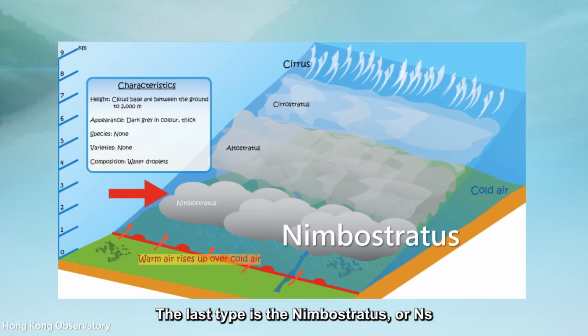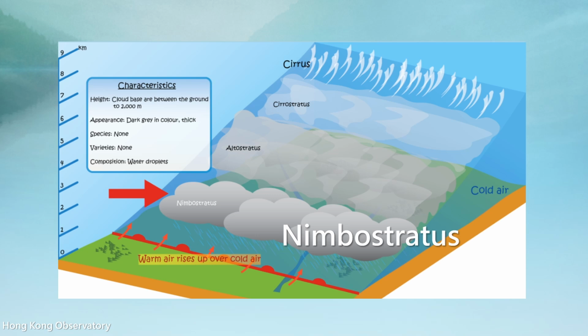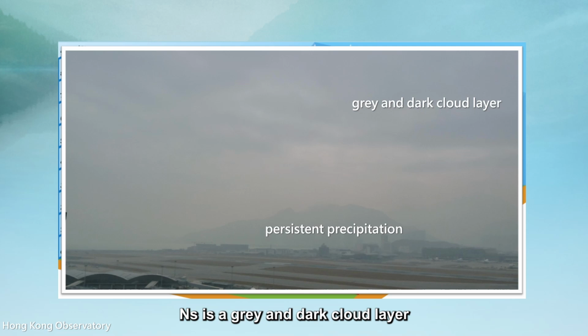The last type is the nimbostratus, or NS. NS is a gray and dark cloud layer, which often brings continuous rain. And it's thick enough to block out the sun. Ragged clouds frequently occur at its bottom.